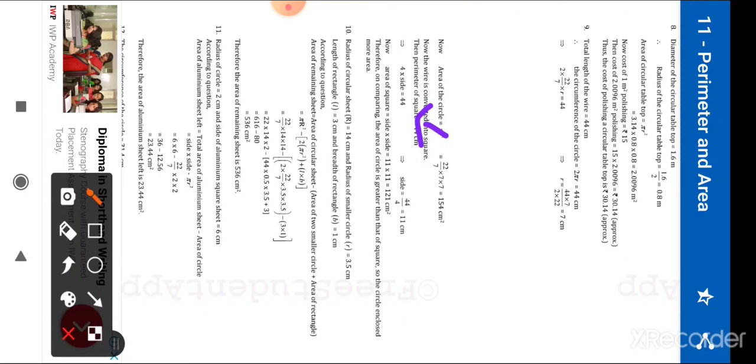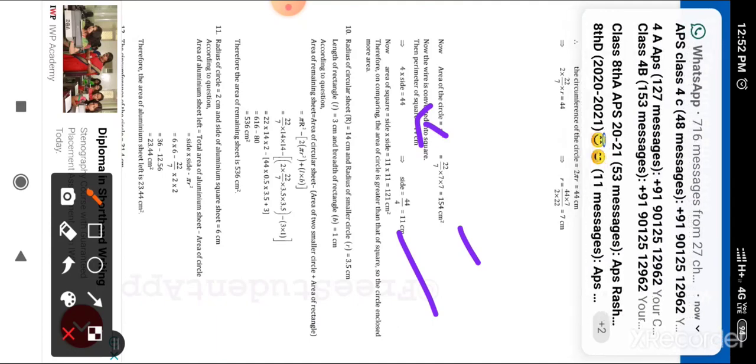Now area of square is side multiplied by side. It means 11 multiplied by 11, and its answer is 121 centimeter square. So it is clear from both the answers that area of circle is greater than area of square. So we can write that circle encloses more area than square.